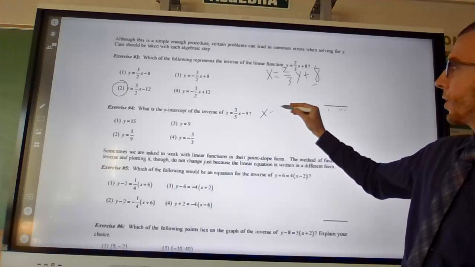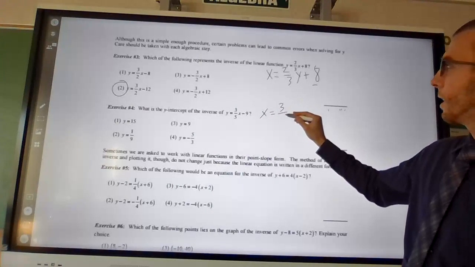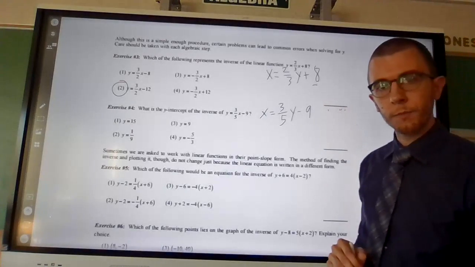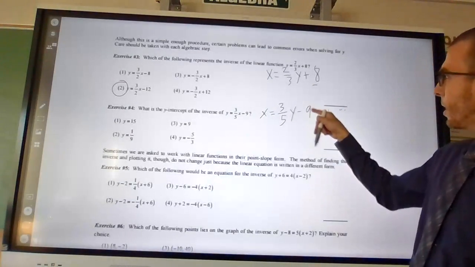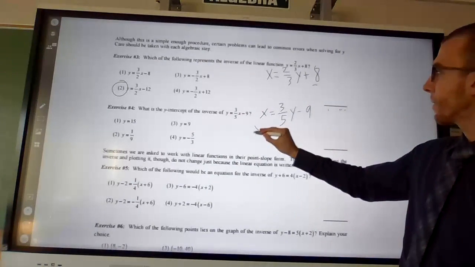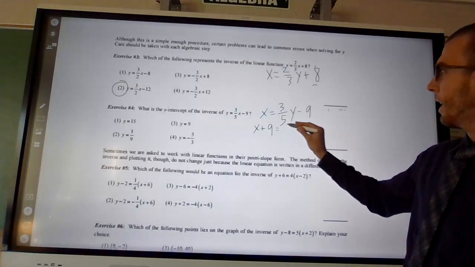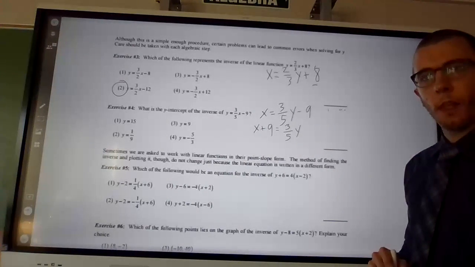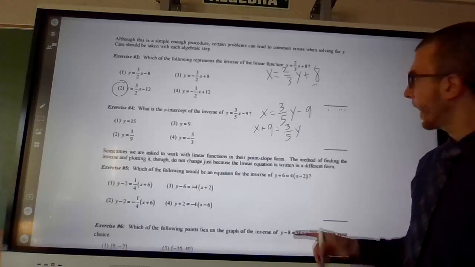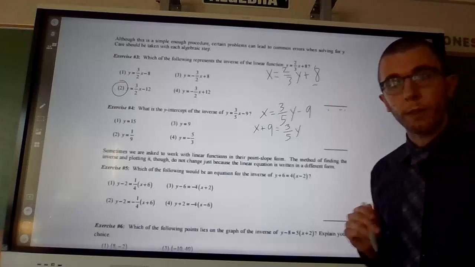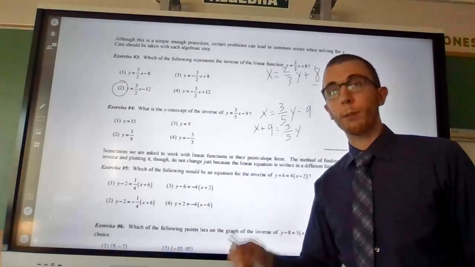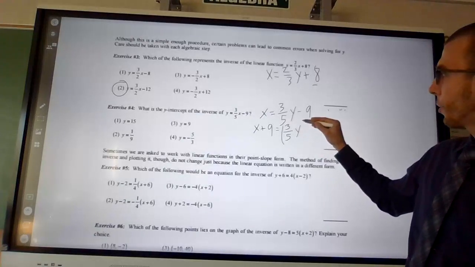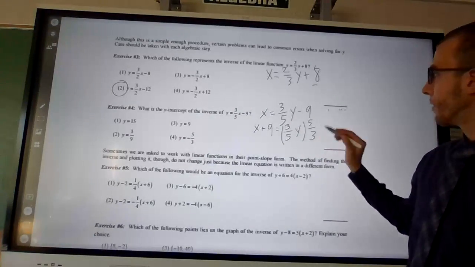I start by switching x and y. X equals 3/5 y minus 9. And now we know we need to add 9 to both sides. X plus 9 equals 3/5 y. Okay, and again, just like up here when I had 2/3 y, I multiplied by 3/2. Well, if now I have 3/5, I'm going to multiply by 5/3.